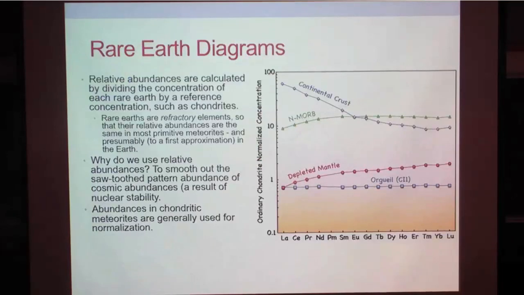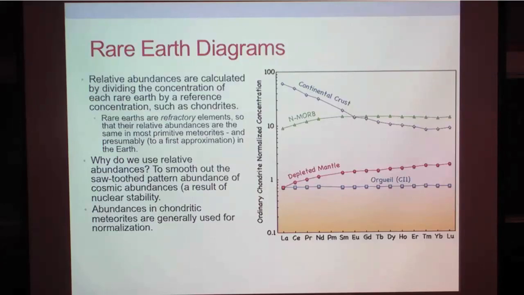Okay, we often use rare earth diagrams. I'm going to use diagrams like this a little bit, in which the relative abundances, relative typically to chondritic meteorites, are plotted versus basically atomic number. Rare earths, I'll get to this in a minute, are refractory elements, so their relative abundances in the Earth are the same as in primitive meteorites, to a first approximation anyway.